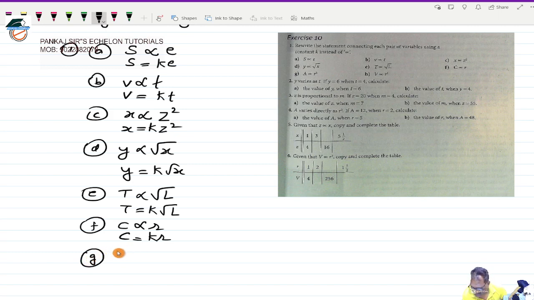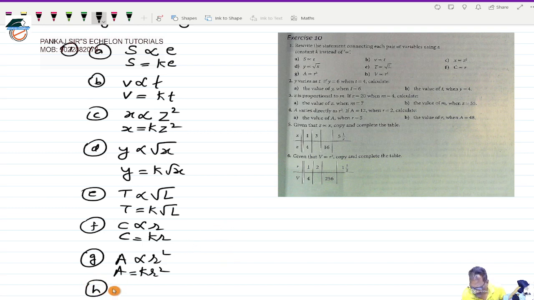G is, okay, area is directly proportional to R square. Again, A will be equal to K R square. In this case, K will be pi, because area is equal to pi R square. Fine. So let us go to the next one.